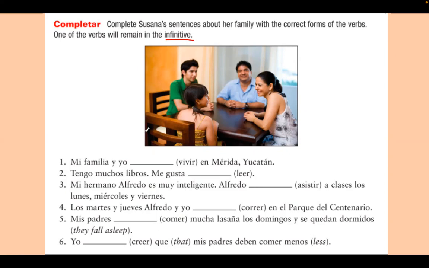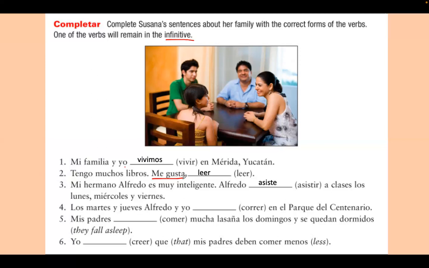Okay, you already did it, so let's start with number one. Mi familia y yo vivimos en Mérida, Yucatán. 2. Tengo muchos libros, me gusta leer. So this is the one that is infinitive, it's not conjugated because it's the verb to like. 3. Mi hermano Alfredo es muy inteligente. Alfredo asiste a clases los lunes, miércoles y viernes.